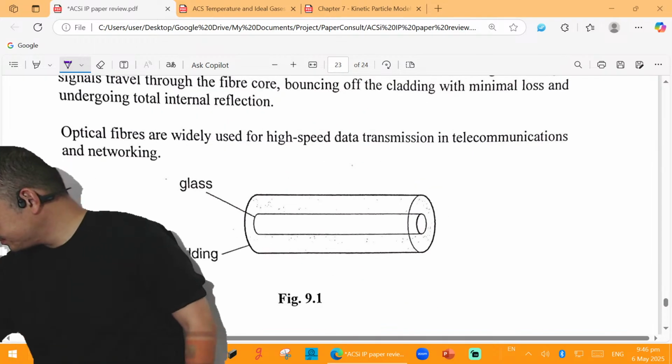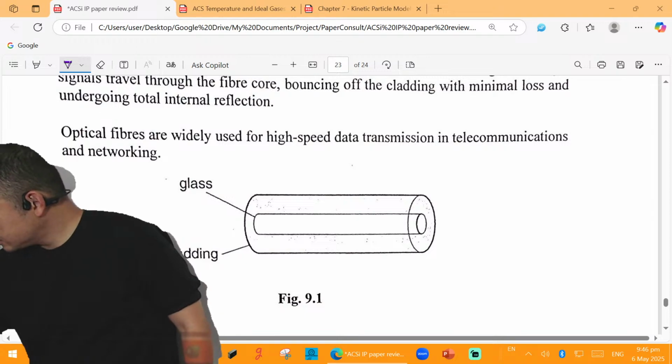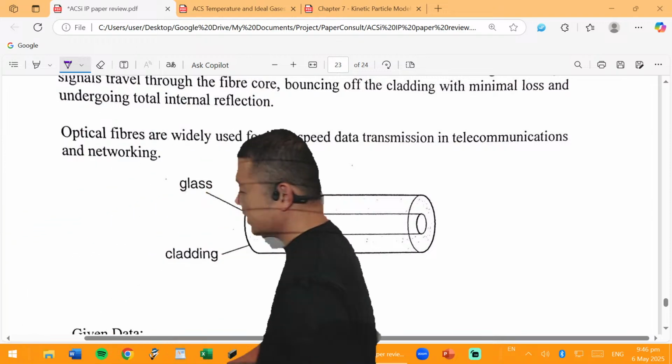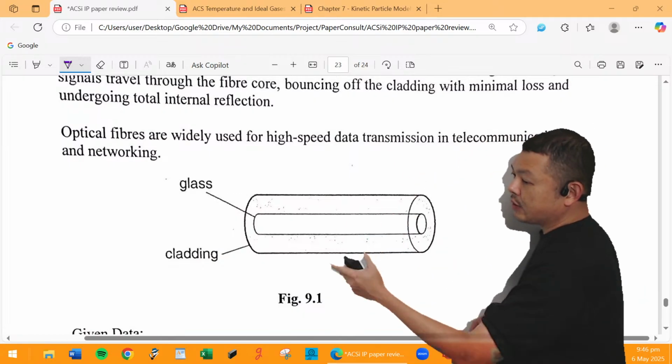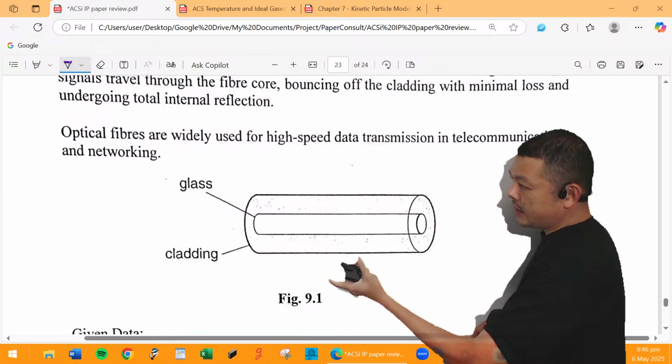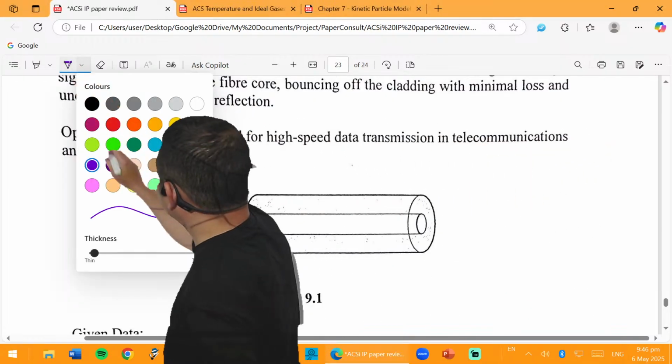Kobe, come. Kobe, let's finish up this one. Okay, this is optical fiber. I sent you the video, but don't go and watch it now. Kobe, are you there? Okay.